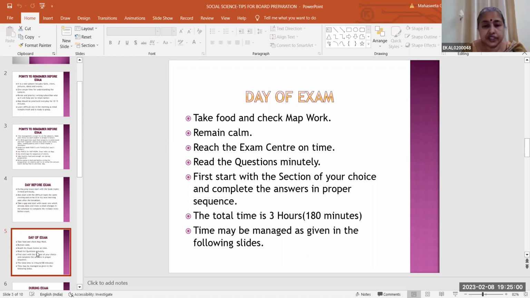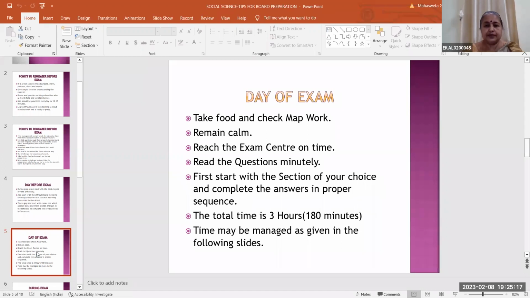Reach the exam center on time. You will get the question paper for reading time also. Read the questions minutely. Sit quietly and read them. First, start with the sections of your choice and complete the answers in proper sequence.